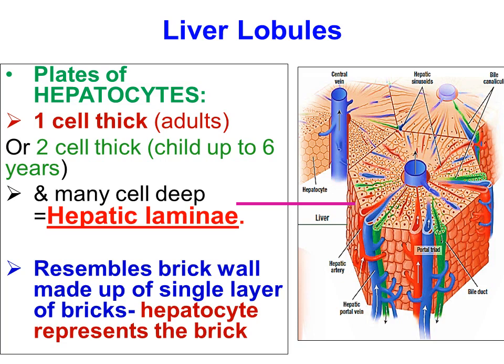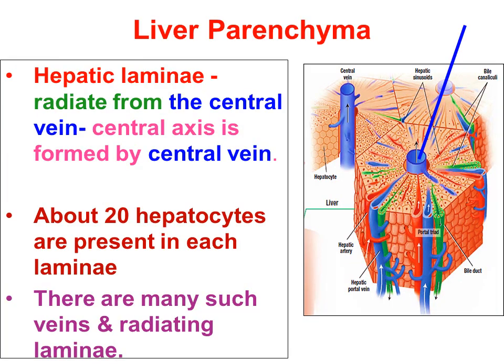The hepatocytes here are representing the bricks. So the hepatic laminae radiate outwards from the central vein. The central vein is forming the central axis. The hepatocytes are present in each lamina, and there are many such veins and radiating laminae.